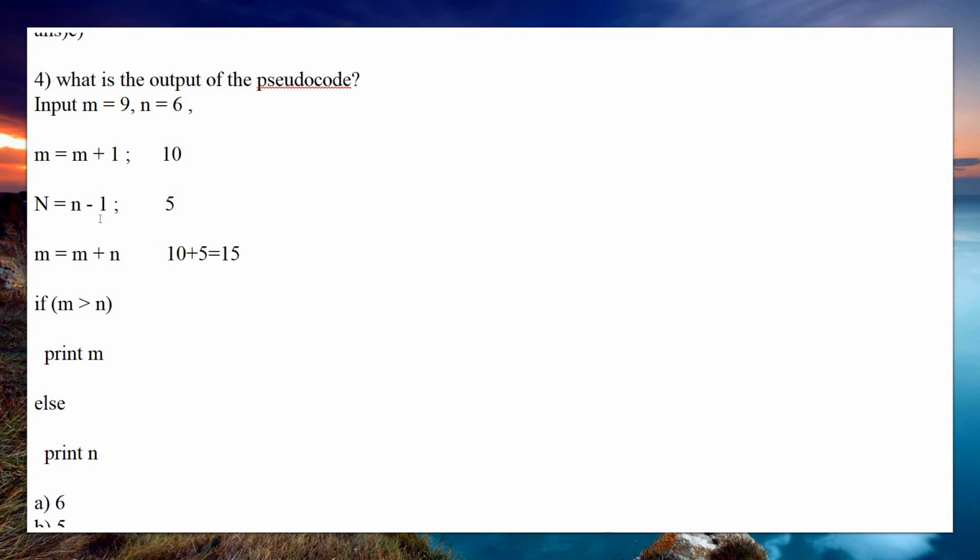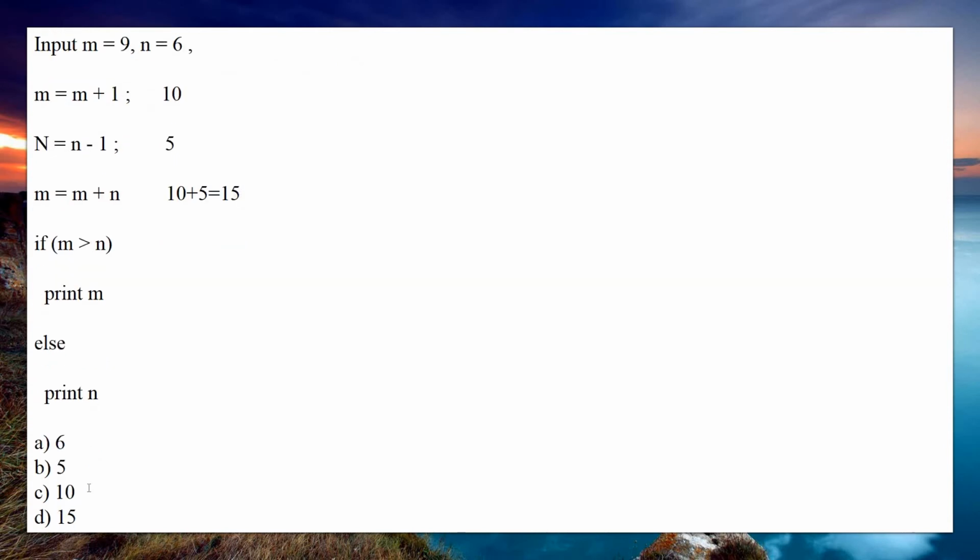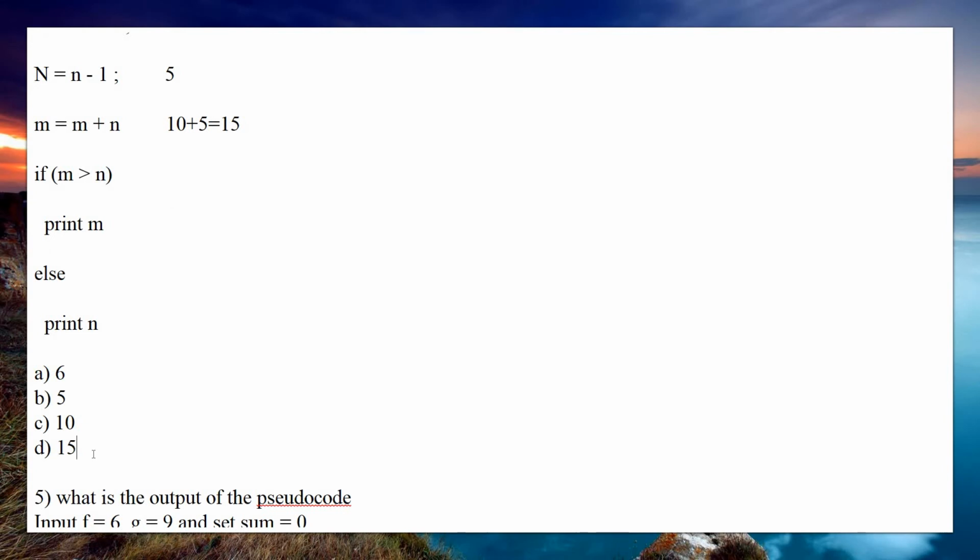Because here you have updated the value of n, that is n was 6, 6 minus 1 is 5, so we have written the value in the capital N. So 10 plus 5 will be 15, and you're going to write the output as 15 as the correct answer for this question. So that is option D. So the answer is option D, that is 15.